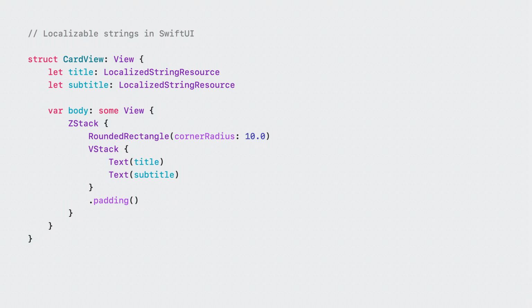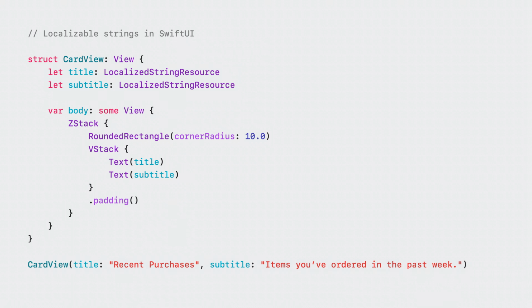You can also define your own custom views that accept strings that should be considered localizable for clients. Notice we're using LocalizedStringResource as the string type here. When Xcode sees a string literal being used to instantiate a LocalizedStringResource at the call site, it will know that string is localizable. LocalizedStringResource is the recommended type for representing and passing around localizable strings. It not only supports initialization using a string literal, but can also be provided with a comment, table name, or even a default value that's different from the string key.